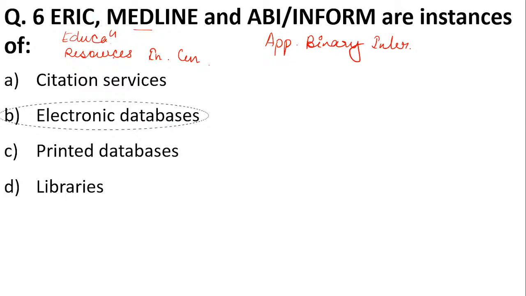ERIC stands for Educational Resources Information Center. Medline is your first bibliography website in the US of National Library of Medicine. And ABI Inform, what is ABI Inform? It is your application binary interface inform. So here all these are a type of electronic database, students. The right answer to this question is option B.